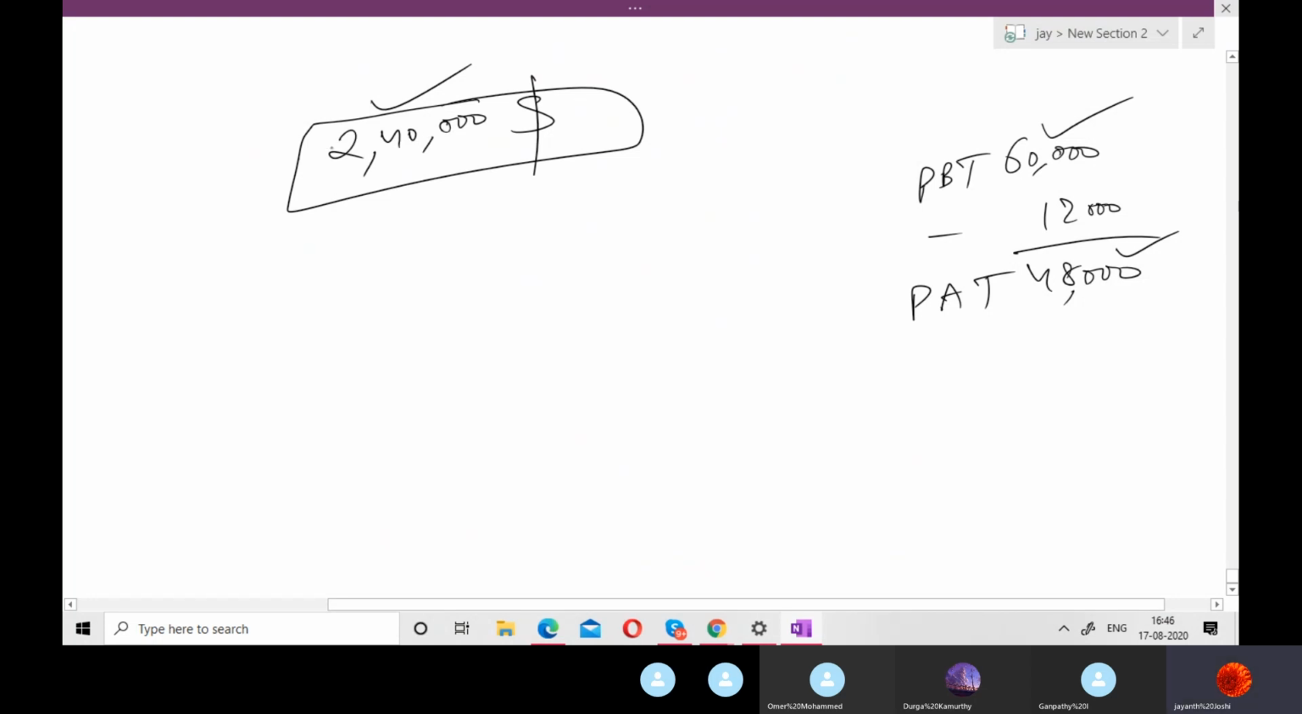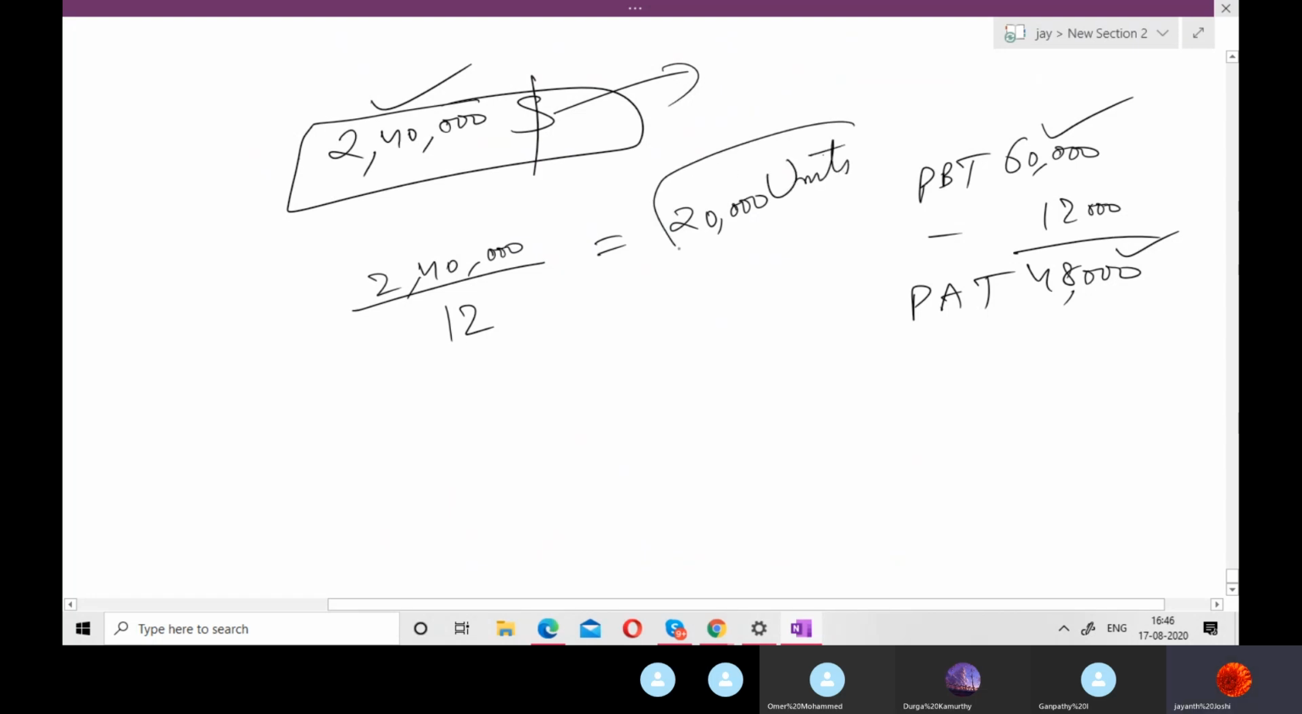Like desired, meaning whatever your sales figure comes in dollars, divide it by the unit selling price. Do it and you will get 20,000. Okay, 20,000 units. So these are the number of units which the company should sell to get the desired profit of this much, or desired profit after tax of this much, and desired profit before tax of this much.